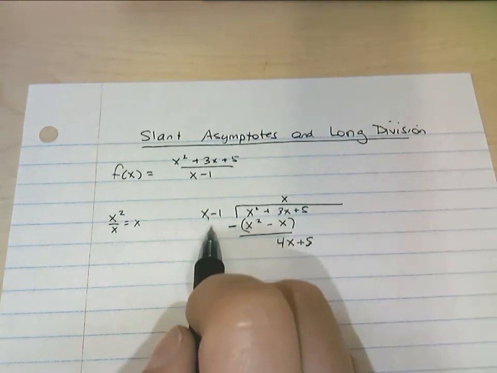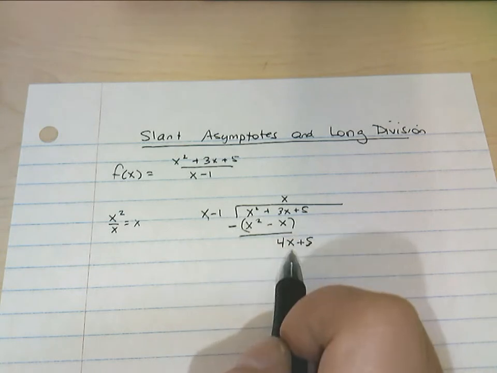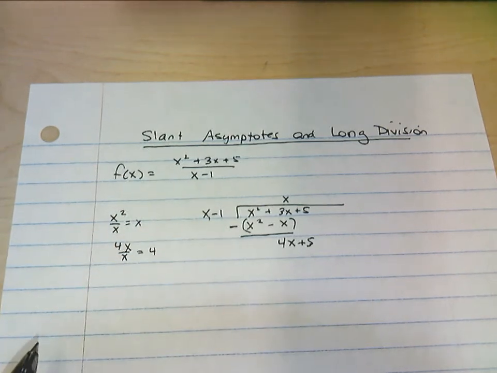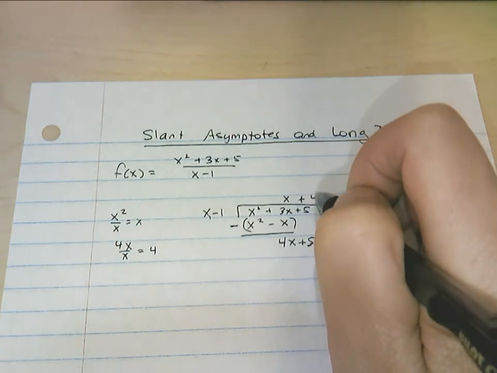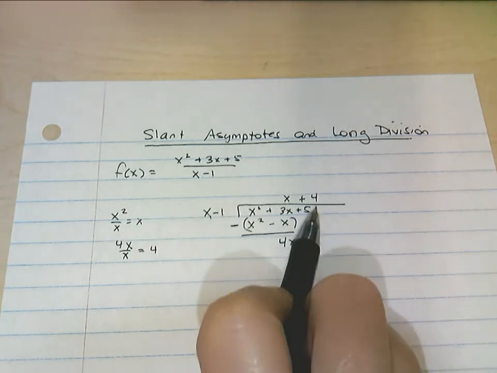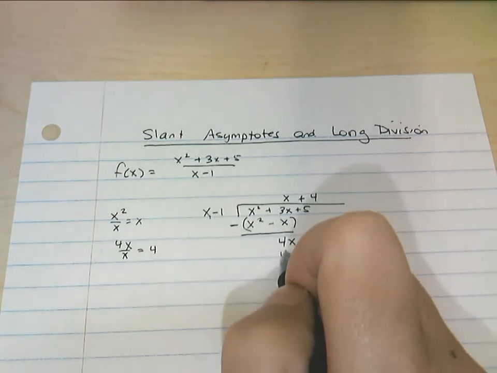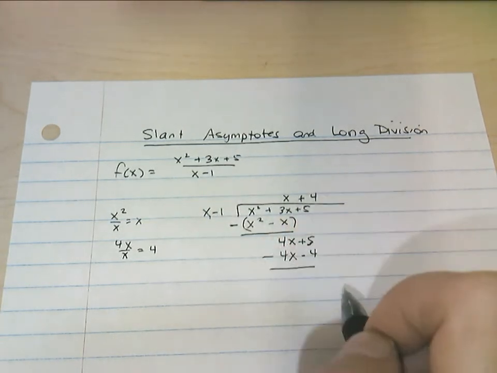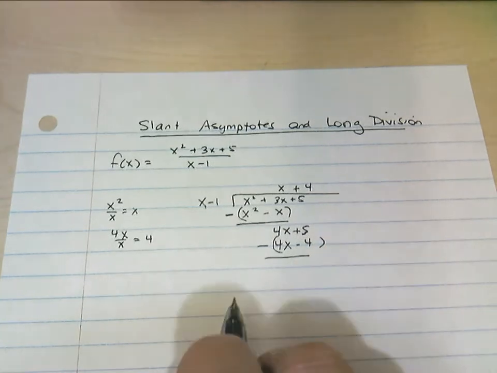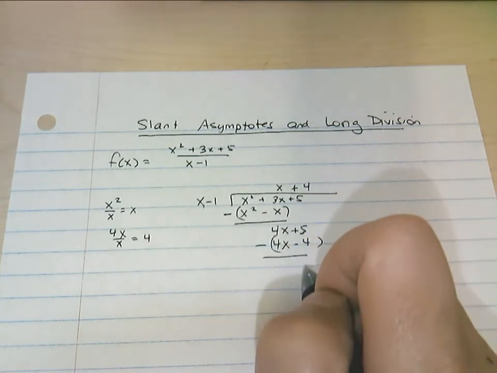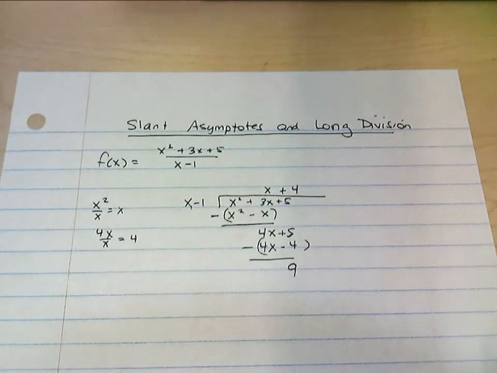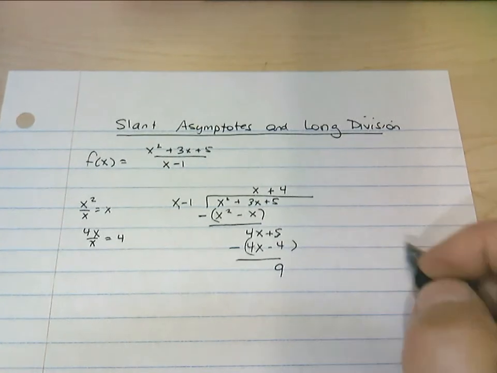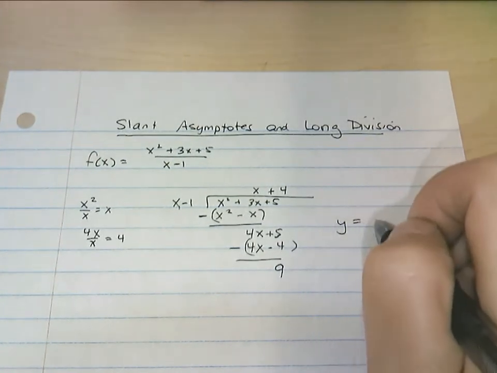And then I do division again. So I want to find out how many times x divides into 4x. I think of it as 4x divided by x, which is 4. So that's what's going to go here in the quotient. I get x plus 4. The 4 is going to get multiplied by the x, and the 4 gets multiplied by the negative 1. And then I subtract them. 4x minus 4x is 0. 5 minus negative 4 is 9. The 9 is irrelevant when we're looking for slant asymptotes. My slant asymptote is actually going to be just my quotient. So my slant asymptote will be y equals x plus 4.